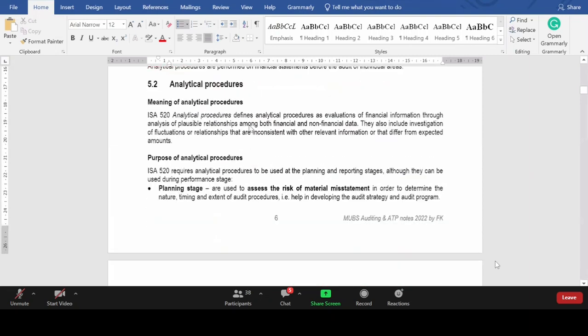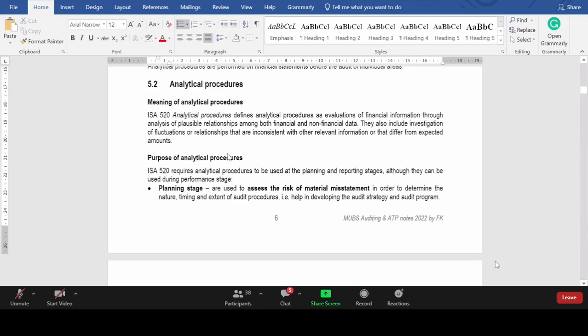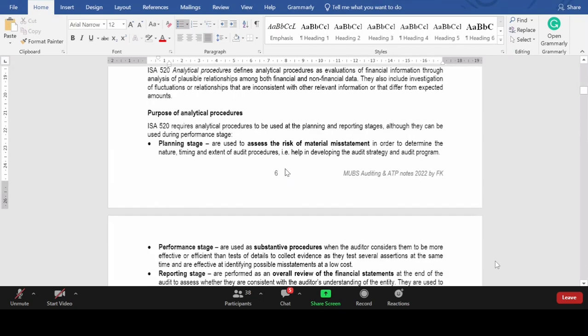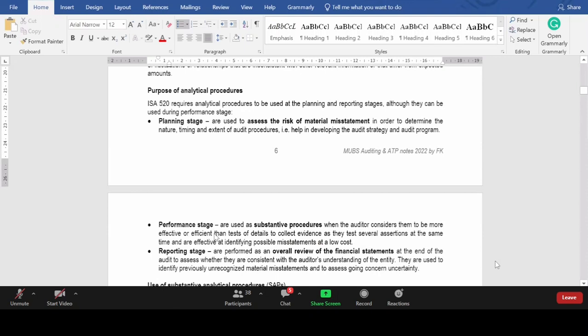We already looked at the meaning of analytical procedures and explained them. But when do we do analytical procedures? When do we do those comparisons? We can compare at the planning stage. When you're planning for an audit, you want to see where risks are. So for example, you can run a small test. You compare revenues for the last 5 years. You want to get a picture of the entity. Is the revenue increasing or decreasing? You can use them in the real audit. That's the performance stage. And then the reporting stage.